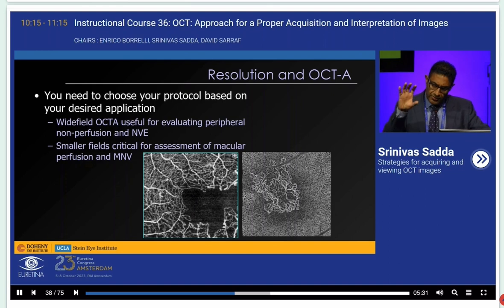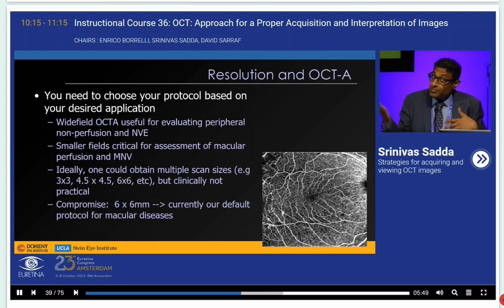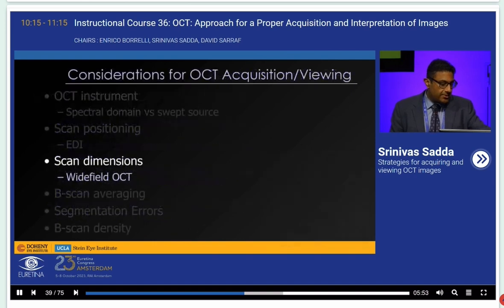But if you're trying to do fine macular work, evaluate the choriocapillaris, study macular neovascularization, you will need smaller scan patterns. There are a whole host of different scan patterns one can choose. I will say in our practice, we choose 6 by 6 kind of as a default, as a compromise, because sometimes we want to go back and look at this data. We don't know. And if you're going to do research or studies later, it's nice to have a consistent protocol.